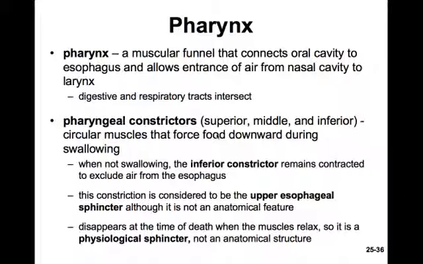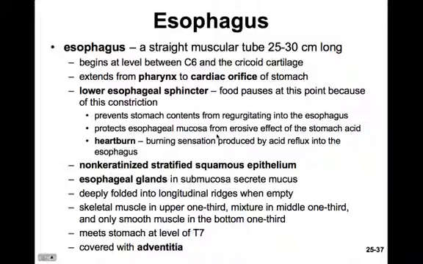The pharyngeal constrictors are the muscles of the pharynx, and they force food down while swallowing. When we're not swallowing, the inferior constrictor remains contracted, forming a sort of sphincter, although it's not truly an anatomical sphincter, because it's just a constriction of this inferior constrictor muscle. It disappears at the time of death when muscles relax, and so it's considered to be a physiological sphincter rather than an anatomical structure.